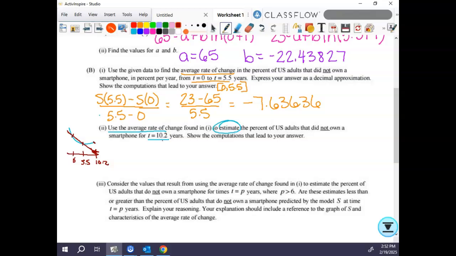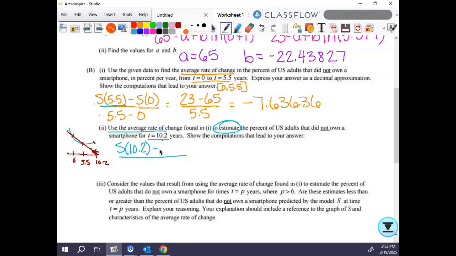So when I do that and I'm using the average rate of change, remember I told you, we could write equations of lines, but it's so much easier to just use the slope. And if you have it written out like this, you're going to be fine. You also have options as to which one of these you replace. My suggestion to make your life easier is to replace the first one. So I'm going to estimate what S of 10.2 is. And I'm just going to replace that in this slope formula.